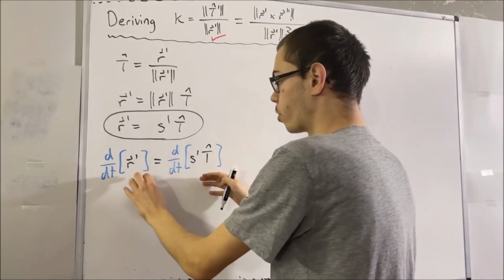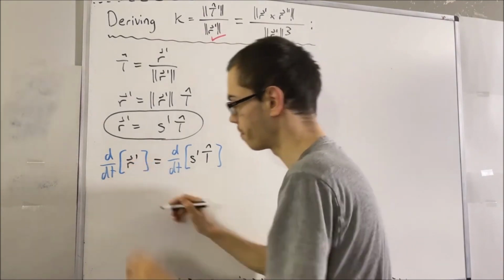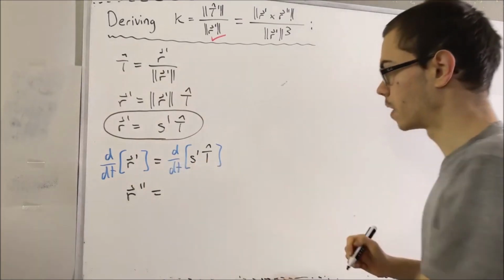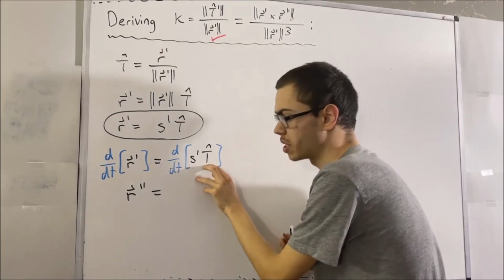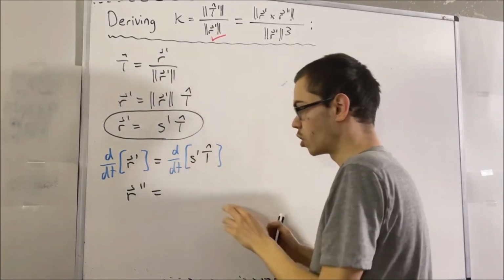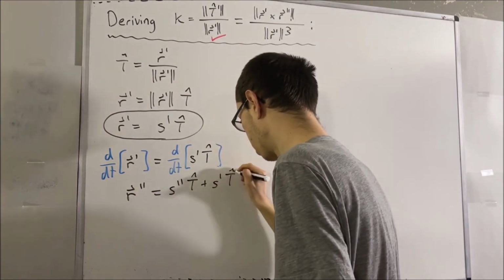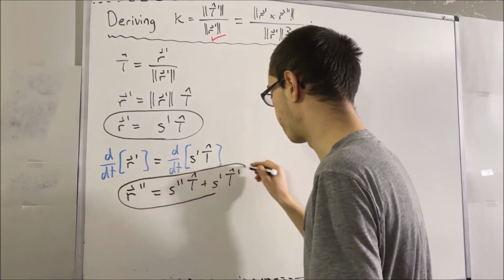Okay, so taking the derivative of this thing, we see that the derivative of r prime is just r prime prime. And to take the derivative of this thing, we're going to have to use the product rule. So if you recall, the product rule basically goes like derivative, no derivative, plus no derivative, derivative. So really, if we use the product rule, we will get this. And so this right here is r prime prime.